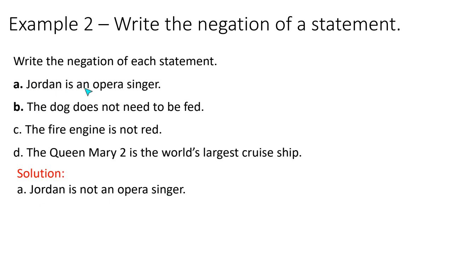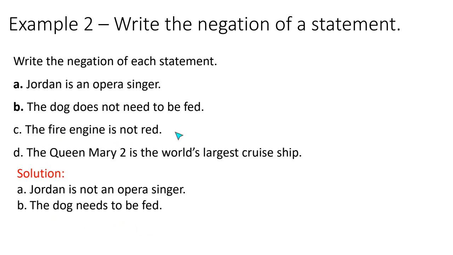Really what we're adding is that word not. Jordan is an opera singer. Jordan is not an opera singer. So let's say that this was a false statement, then this solution here would be a true statement, and vice versa. Next, the dog does not need to be fed. What is the opposite of that? The dog needs to be fed. So that would be the negation.